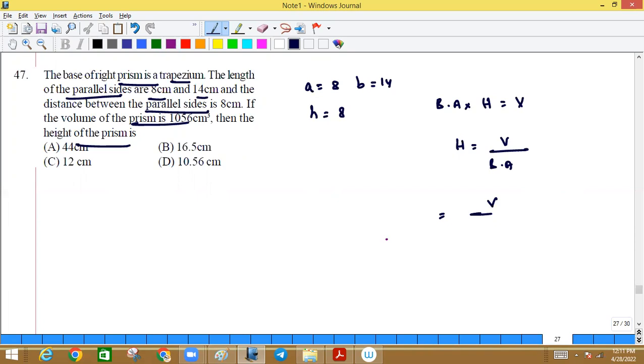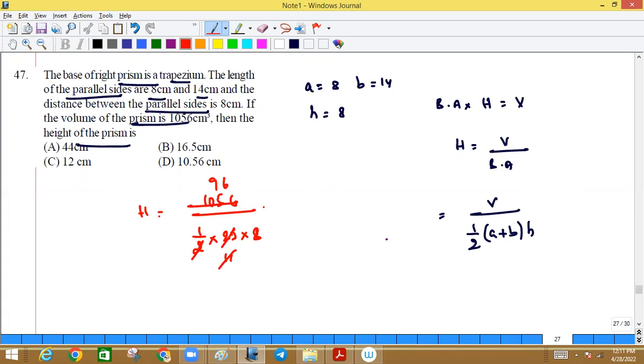What is the base area? Half into the distance between the parallel sides and the sum of the parallel sides. So capital H is equal to what? 1056 divided by half into the sum of the parallel sides, which is 22, into height 8. 11 nines are 99, 11 sixes are 66. How much do you get? 96 by 8 is 12 centimeters. So it is 12 centimeters.